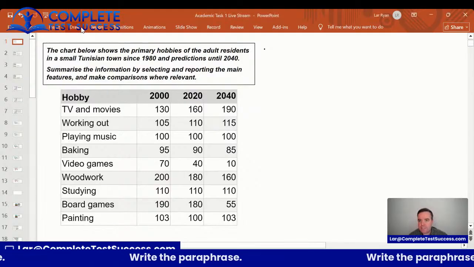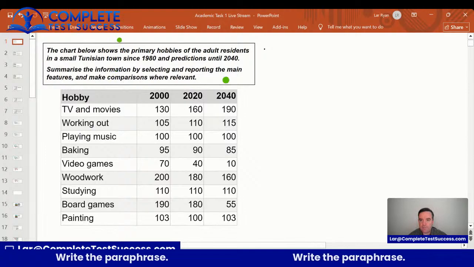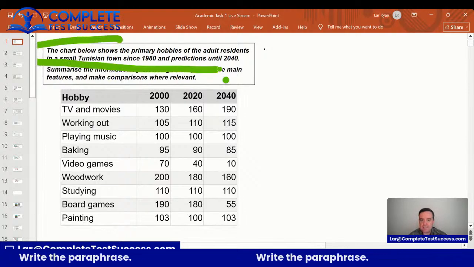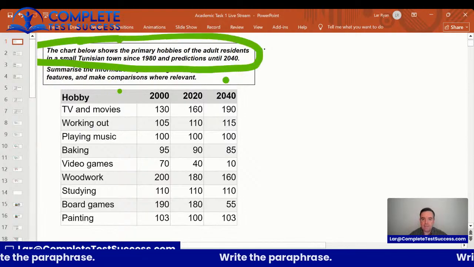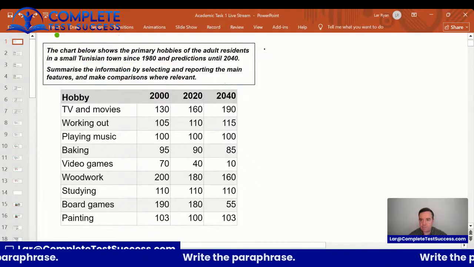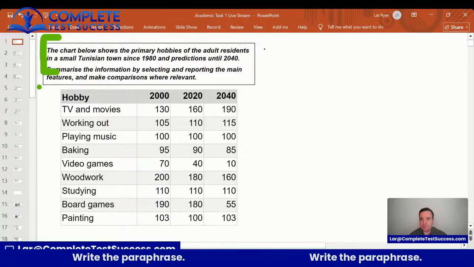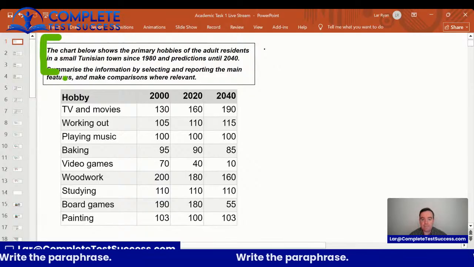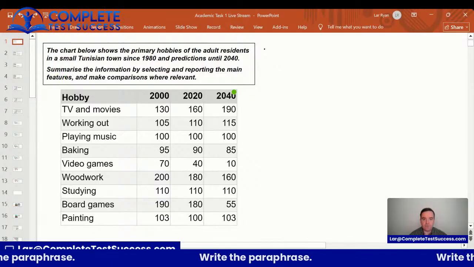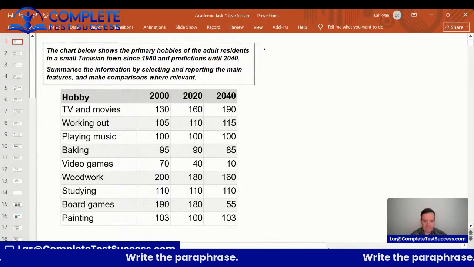Okay, so just in case you're new to the IELTS test, when I say paraphrase the question, what I mean is you take this sentence up here at the top and you rewrite it in your own words. So this question says, the chart below shows the primary hobbies of the adult residents in a small Tunisian town since 1980 and predictions until 2040. Okay, so we need to write a paraphrase for that.